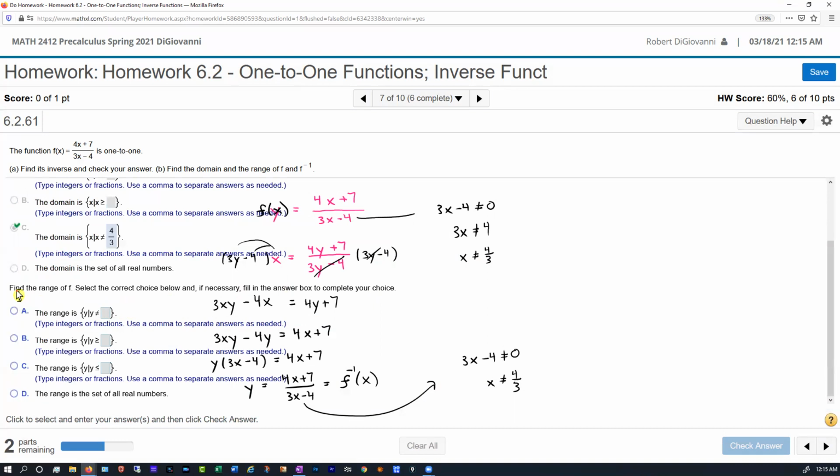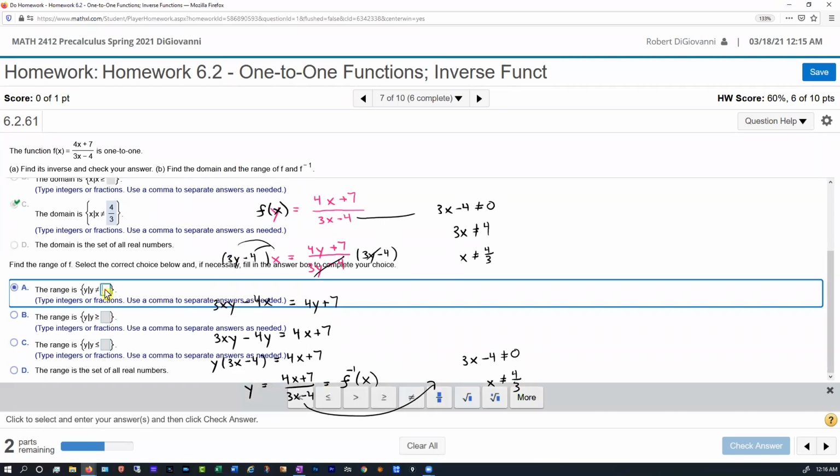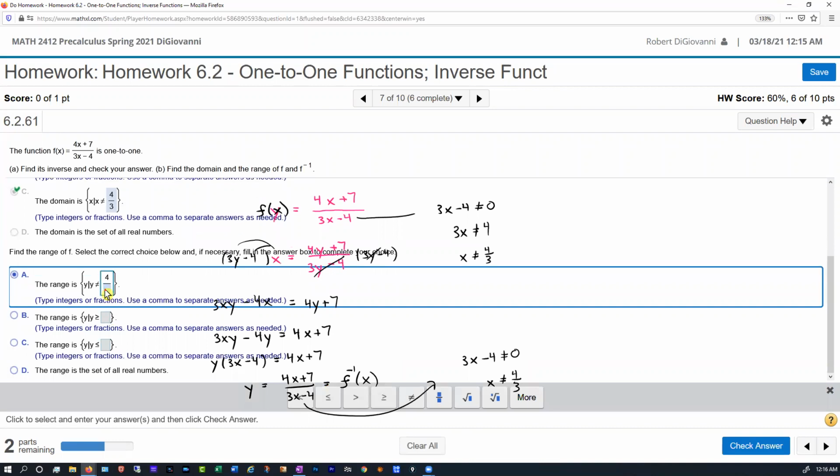Okay, find the range of f. Well, the range of f is the same as the domain of the inverse. I drew that in the last example with the picture. Whatever the range of f is, whatever the outputs of this are, is also the domain of this one. So the domain of this one is everything except 4/3 again. So everything except 4/3.